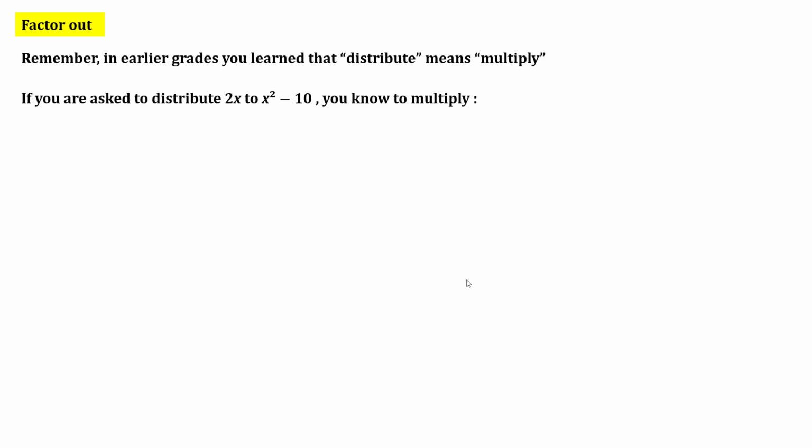Recall that in earlier grades you learned that distribute means multiply. So if you were asked to distribute 2x to x squared minus 10, you're asked to multiply 2x times x squared minus 10. If you do that, the result is 2x cubed minus 20x. The way we got from the left-hand side to the right-hand side is we distributed 2x.